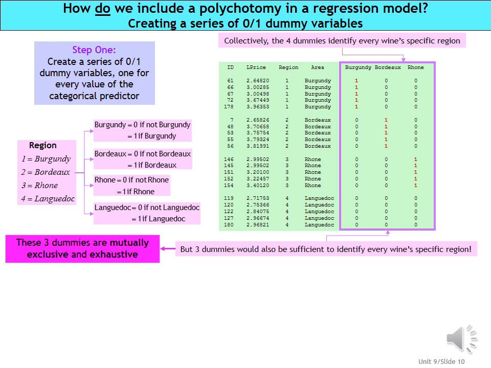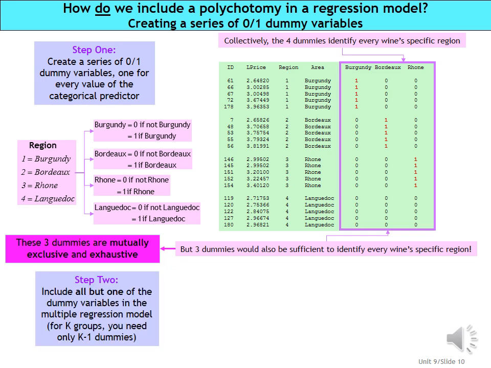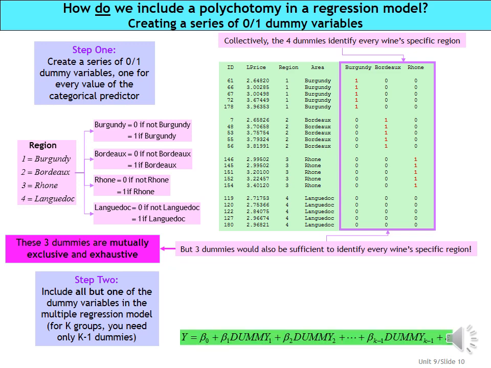And so this is another important thing: being mutually exclusive and exhaustive. These three cover everything in here, and they're not overlapping each other. Step 2 is to include all but one of the dummy variables in the multiple regression model. For K groups, we need to have K minus 1 dummy variables. So this is a general case. If you have K groups, you can have K minus 1 dummy variables.